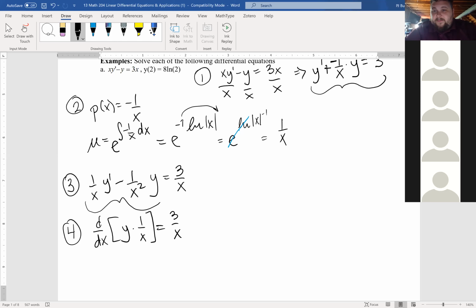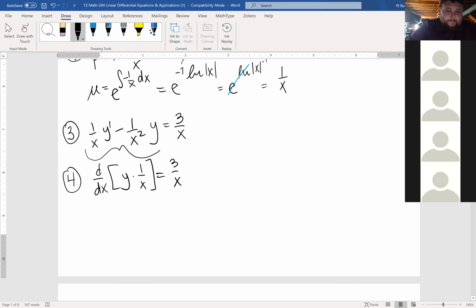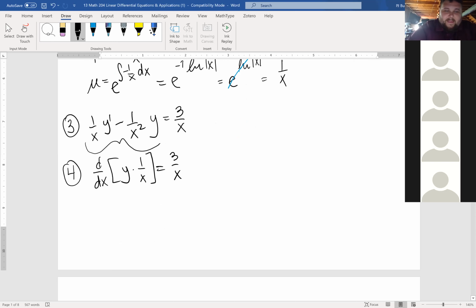Now here's where the problem gets fun, if it wasn't already fun for you yet. I'm going to take this d over dx, and I'm going to break it apart, and I'm going to move the dx to the right-hand side. And once I've done that, I now have a differential on both sides. So I'm going to go ahead and integrate.